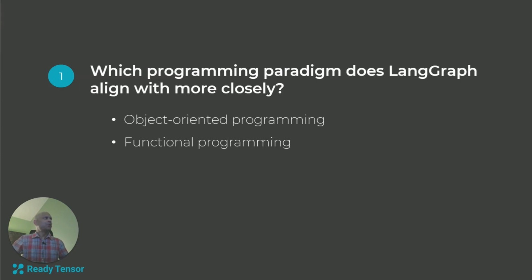Okay, so which programming paradigm does LangGraph align more closely with? Is it object-oriented programming based, or is it functional programming based? So object-oriented programming, as you know, is about building classes, objects, methods. You have encapsulation, polymorphism, inheritance, ideas like that. And then functional programming is about writing pure functions, no side effects, building systems with composition and so on.